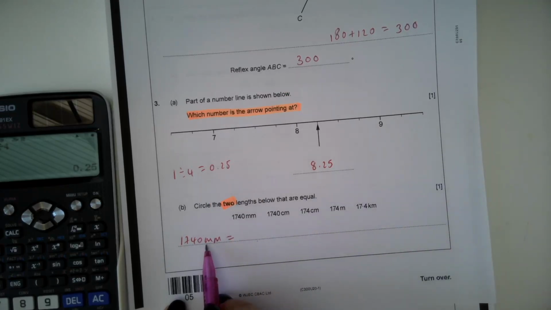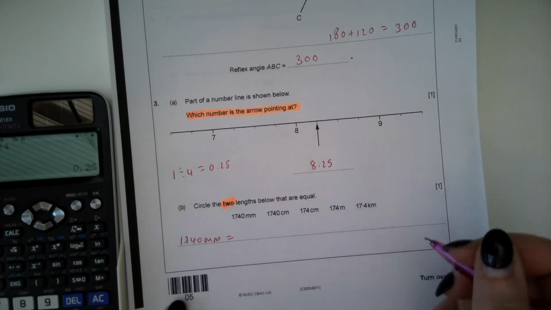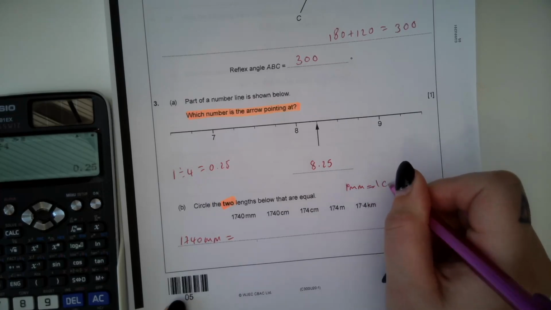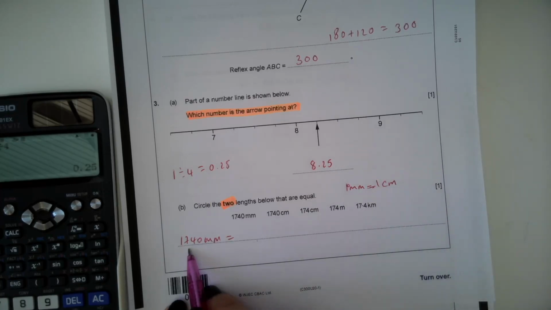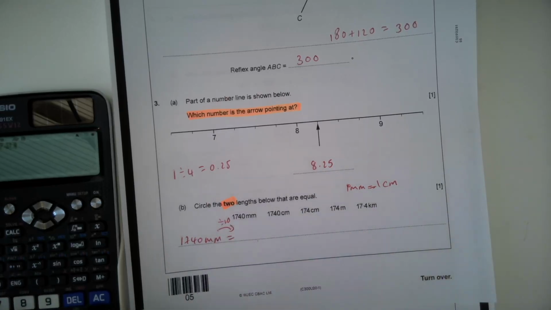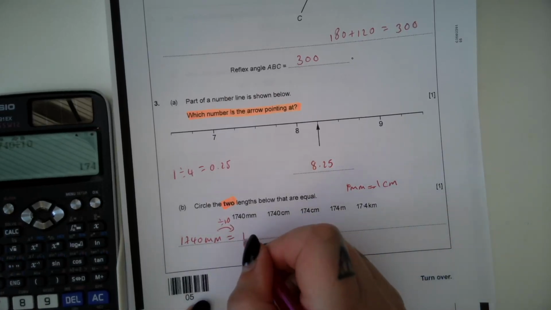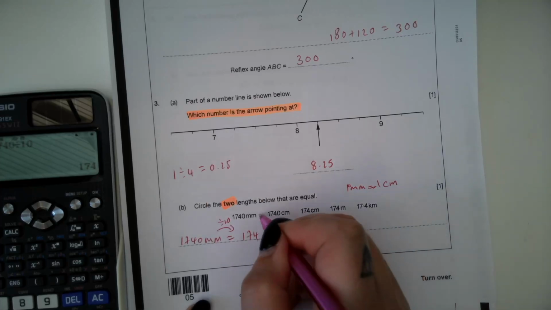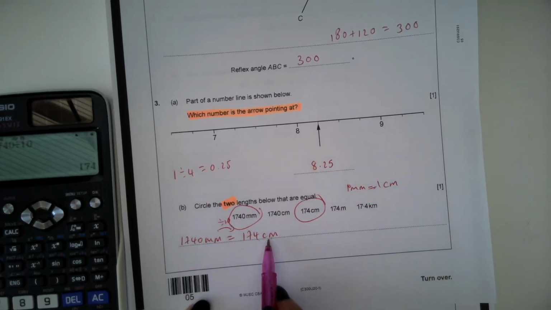Okay, so to convert from millimetres to centimetres, 10 millimetres is 1 centimetre. So if I divide by 10, 1,740 divided by 10, this is 174 centimetres, okay? So 1,740 millimetres, we've got 1,740 centimetres, they do not match. We have 174 centimetres, so that was quite handy. So we're going to pick these 2 lengths because they are equal.